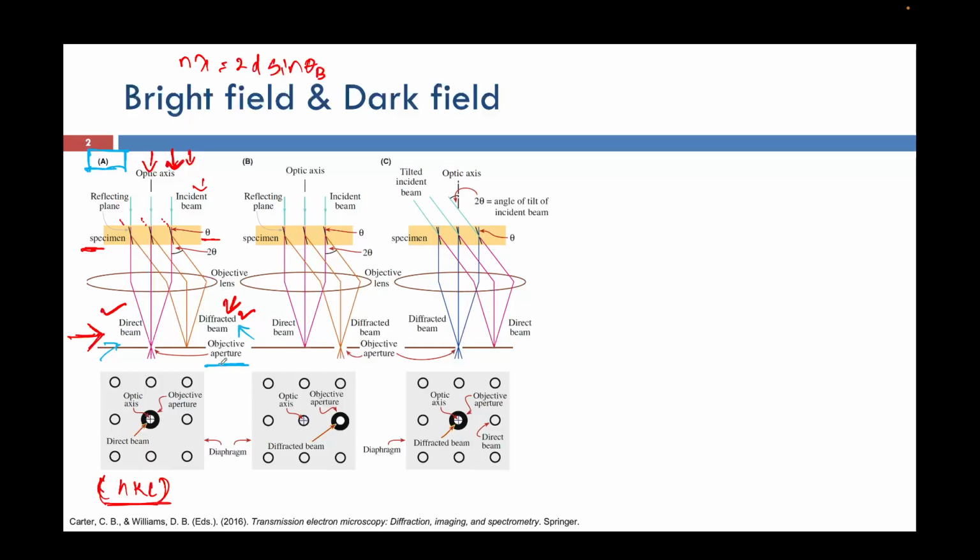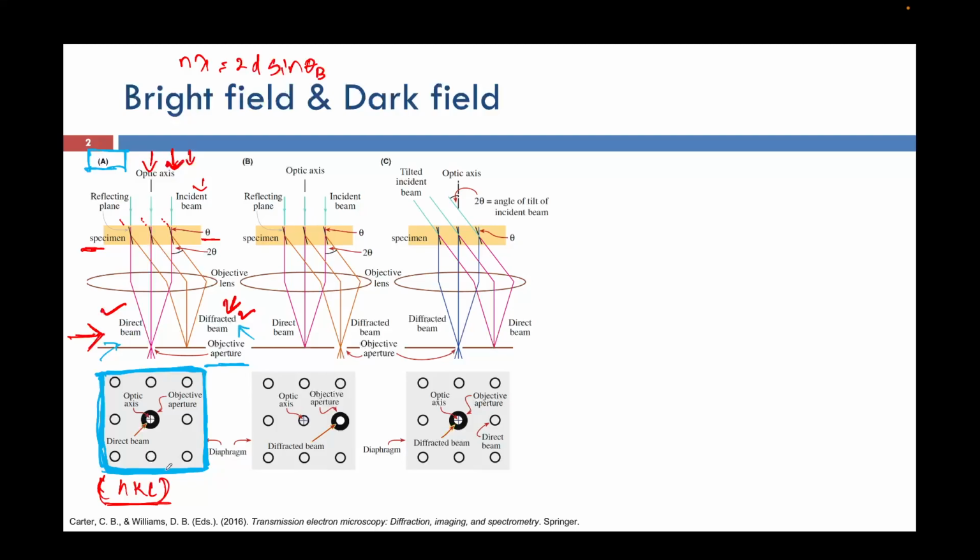In this scenario, if only the undeviated beam is going and hitting the specimen, consider for a moment that there is no specimen. In the absence of a specimen, this entire screen will be turned white, or bright. Why? Because all the direct beam is coming and hitting the screen of my detector.